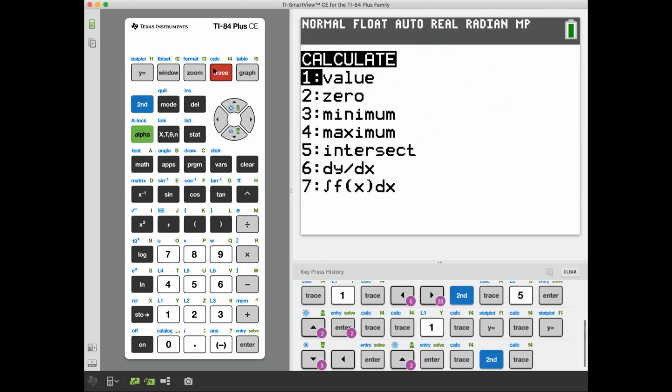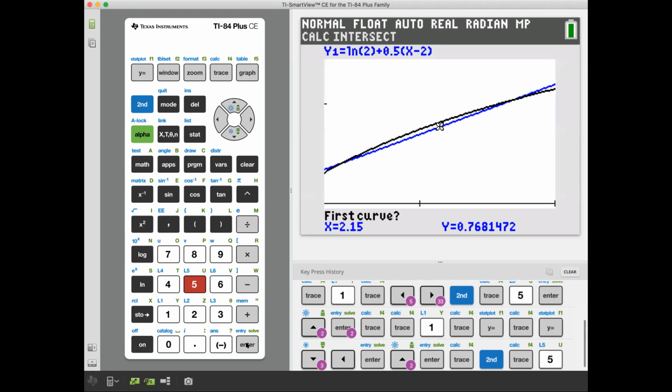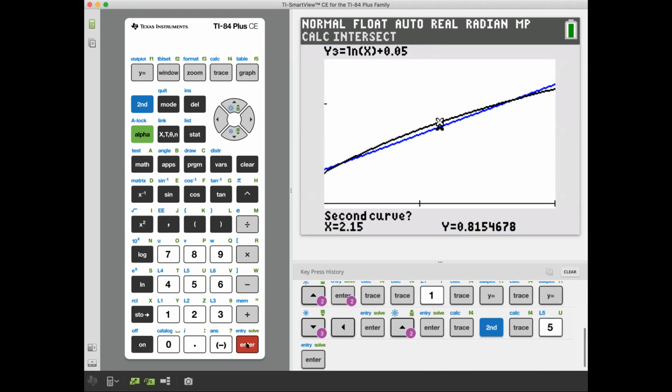And how do I do that? Second, calc. We're looking for the intersect, number 5. 5, intersect. And then what's the second curve? It's the black one. You'll choose one or the other, and then I'm just clicking all the way across. You don't have to be right on it, but somewhere close. Right there. It gives you 2.7008, right?